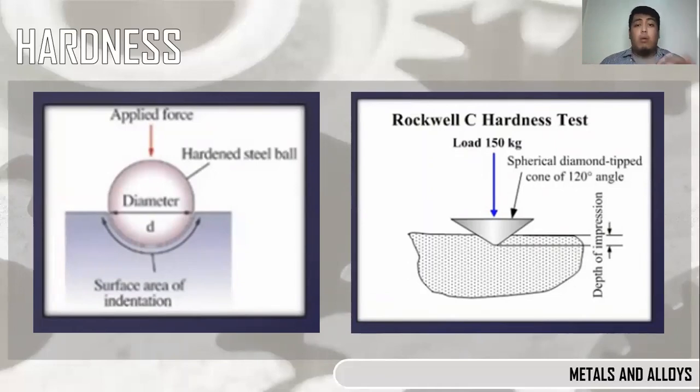Remember, diamond is one of the hardest materials. Actually, it's the hardest mineral that we have. So pag pinress natin siya against the material, magkakaroon ng uka yung material, and kung gaano kalalim yung ukang yun, we can actually determine the hardness of the material. So that's how we test hardness.